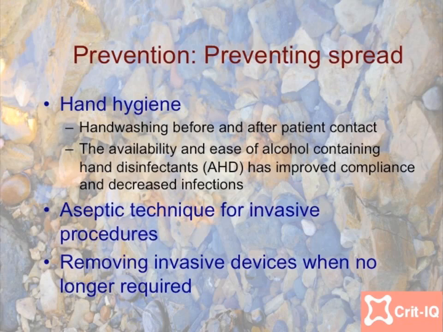In recent years, hand hygiene has been improved by the availability and ease of alcohol-containing hand disinfectants, which make the availability of hand hygiene at every bed space and every doorway possible, without the need for a hand basin and taps. Another step to prevent spread is good aseptic technique when placing invasive devices such as cannulae or central venous catheters, and also to remove these devices when they're no longer required.